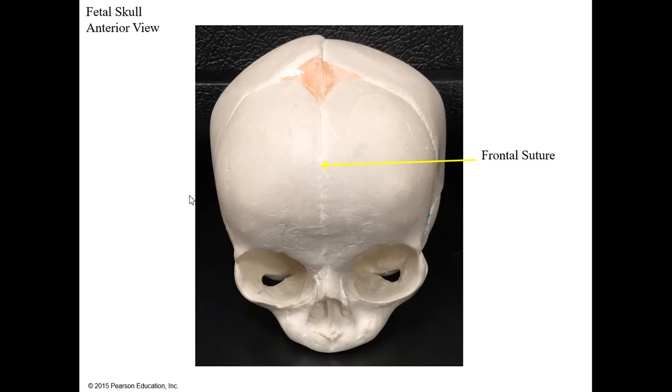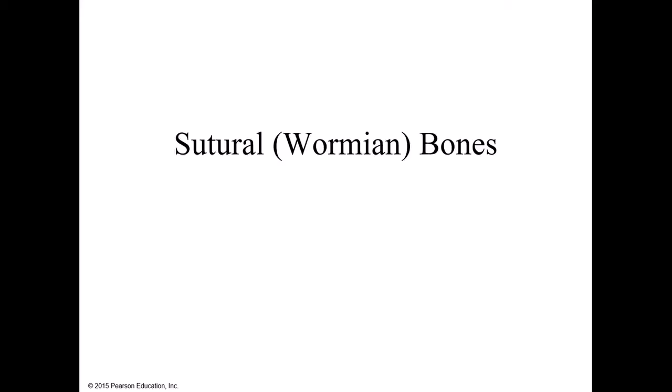So here's the fetal skull. You can see this line coming down right here. That would be our frontal suture. Again, only in a child, a fetus, by the time of age 6, that should go away. So those were our sutures.